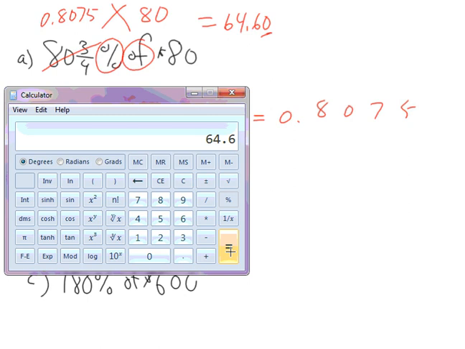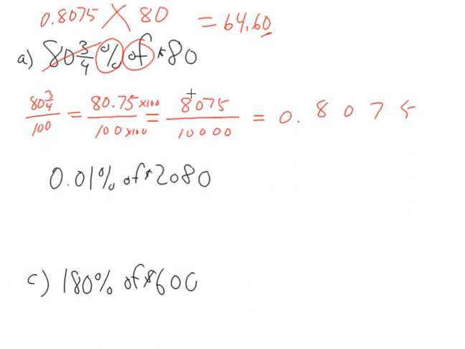Now look, it doesn't have the extra zero. Put the insignificant zero there if we're dealing with money. If we're not dealing with money, leave it alone. But it's $64.60, which is 80 and 3/4% of $80. The next one, again, we're dealing with percentages.